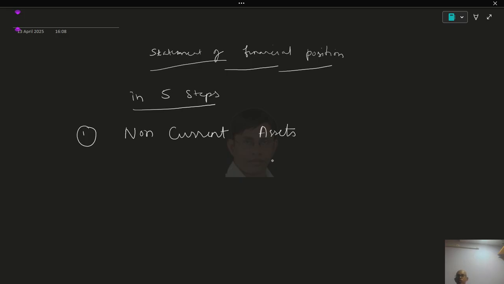First, you should understand what non-current assets are. You have to make a list of non-current assets. The trial balance would have been given, so from that you have to make a list of non-current assets. So, what are the non-current assets? Non-current assets are those assets which are intended to be used in the business for a period of more than 12 months from the date of the financial statement.